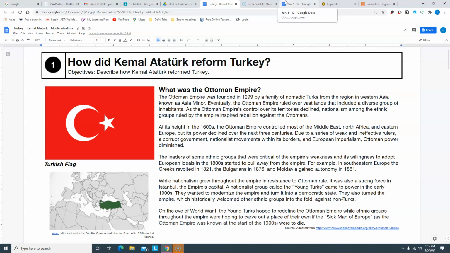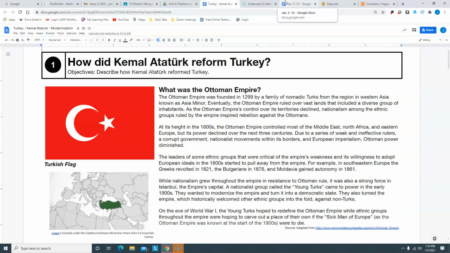As the Ottoman Empire's control over its territories declined, nationalism among the ethnic groups ruled by the empire inspired rebellion against the Ottomans. At its height in the 1600s, the Ottoman Empire controlled most of the Middle East, North Africa, and Eastern Europe. But its power declined over the next 3 centuries. Due to a series of weak and ineffective rulers, a corrupt government, nationalist movements within its borders, and European imperialism, Ottoman power diminished. The leaders of some ethnic groups that were critical of the empire's weaknesses and its willingness to adopt European ideals in the 1800s started to pull away from the empire.